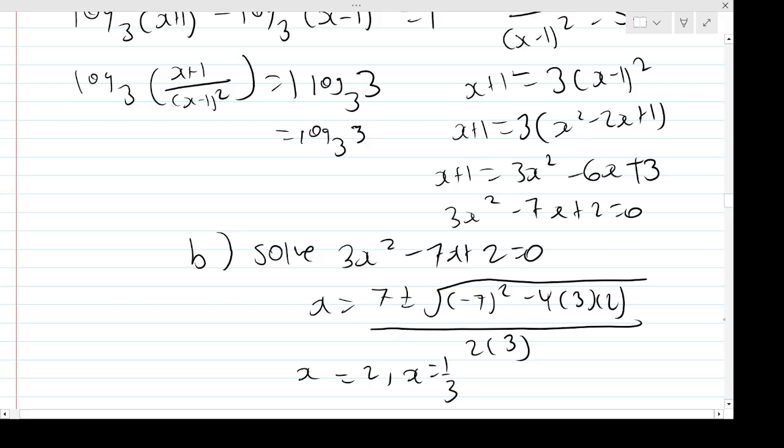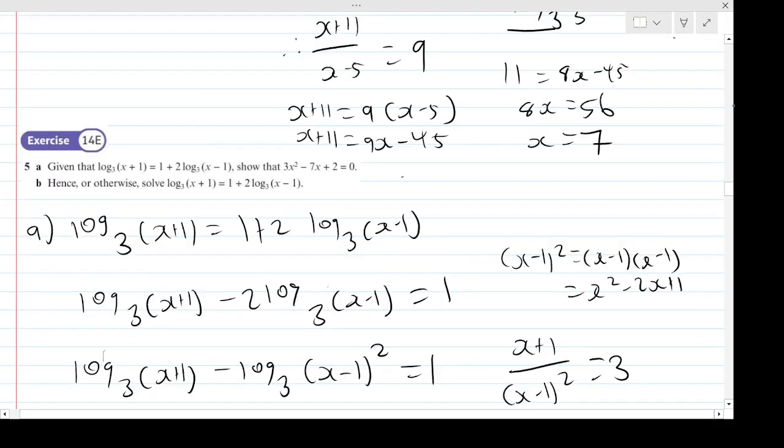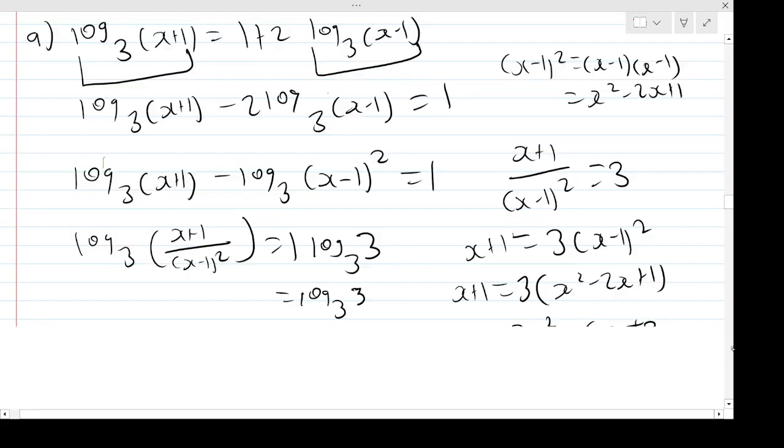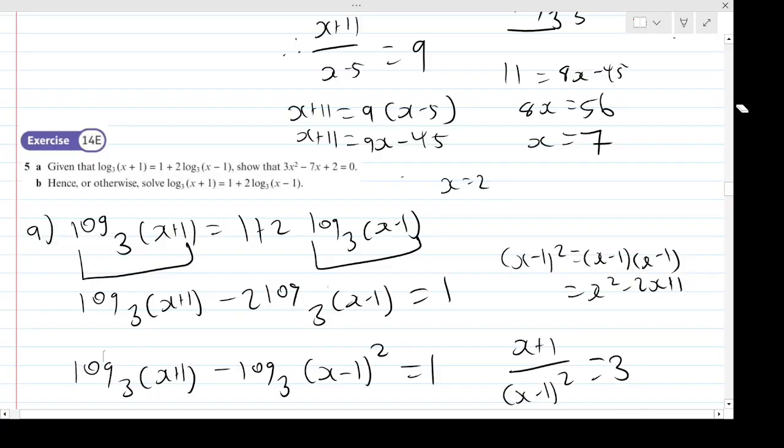So those are my two solutions for x, but especially with logs, you must always double check your answers, because at least one of them might not be valid. To check my solutions, I'm going to check each solution to make sure every original log is defined. So firstly, x is 2. That's my first solution. Is that valid? Can it happen? Well, x plus 1 in this case would be 3. That's positive. That's great. x minus 1 would be 1. That's still positive. Cool. So x can be 2.